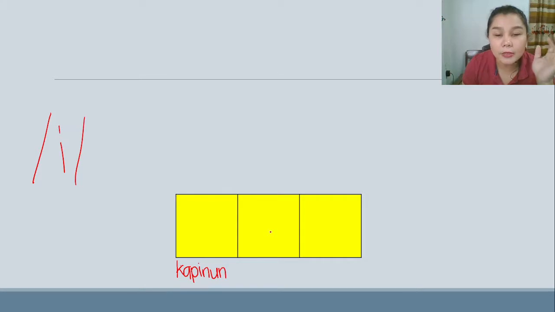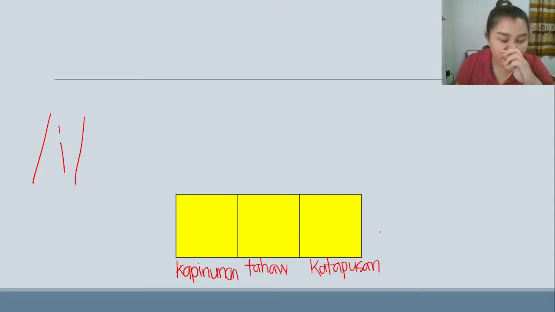The second box means the sound is at the middle, or in Bicol, tahaw. The third box, na nasa pinakalas, means the sound is heard at the end. I will show you words, and then we're going to hear where the sound E is located.